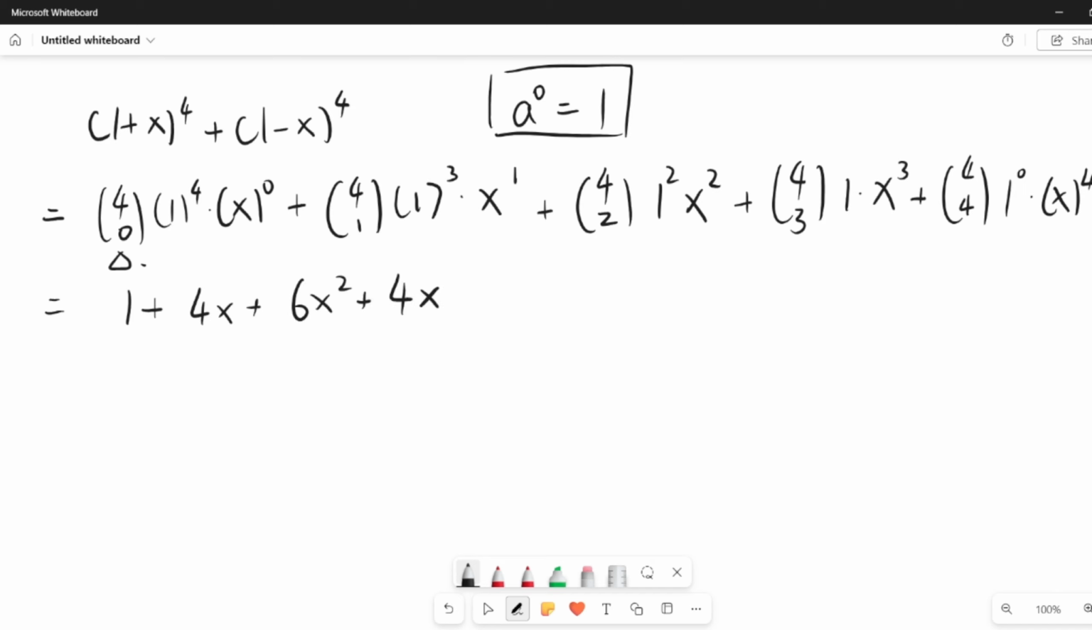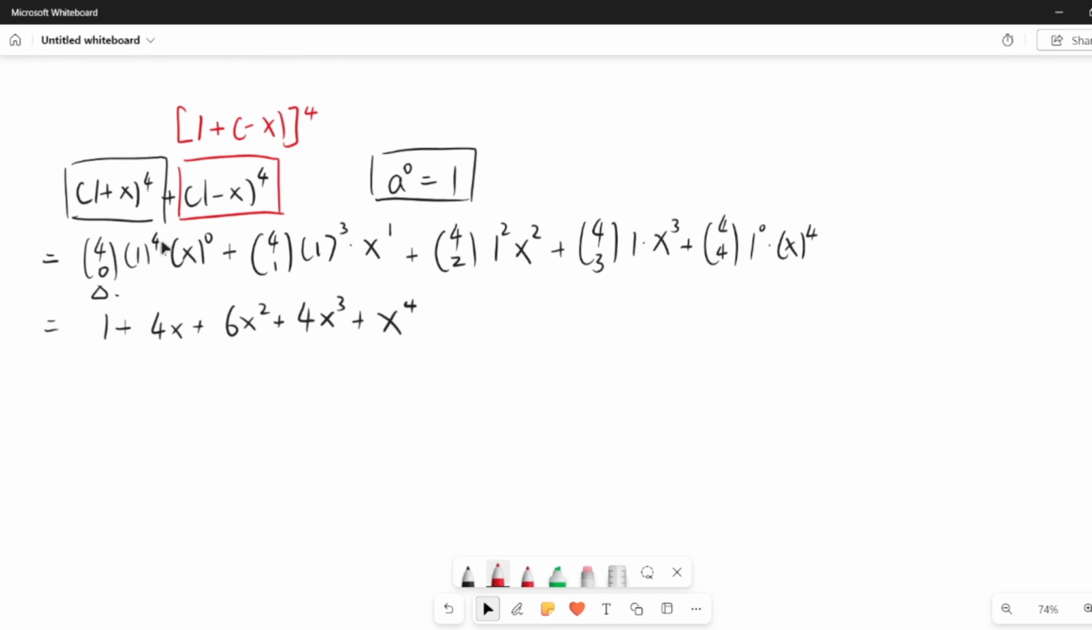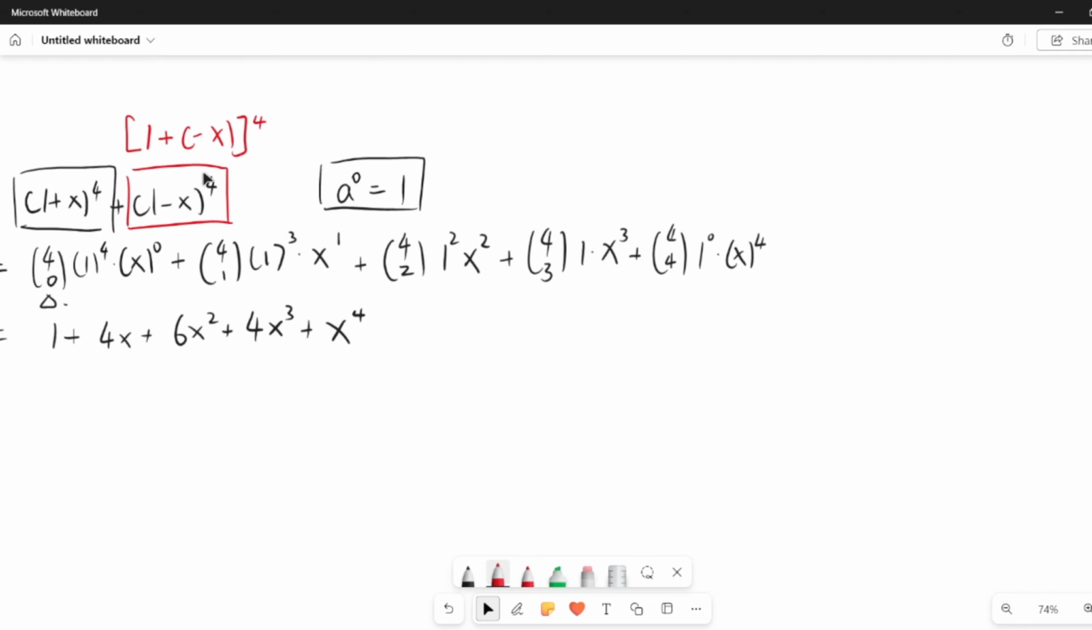However, this is only for this. You're probably confused about this, which is now written in red, right? So this question is not finished. There is a following part of (1 minus x) to the power of 4. So in this case, the key thing is you treat this 1 minus x as 1 plus minus x. So it's actually (1 plus minus x) to the power of 4. So you apply the same rule that you have just practiced in the first half of the question to the second part of the question.